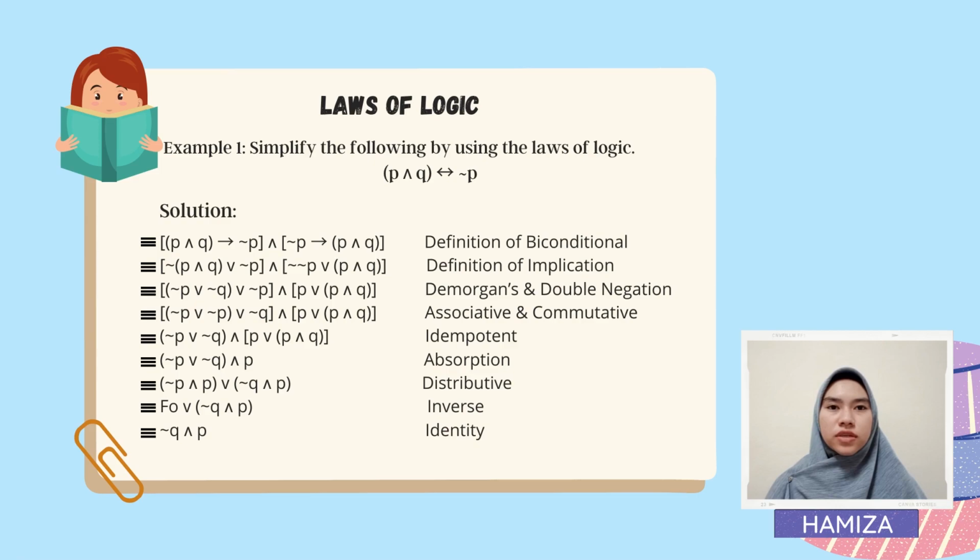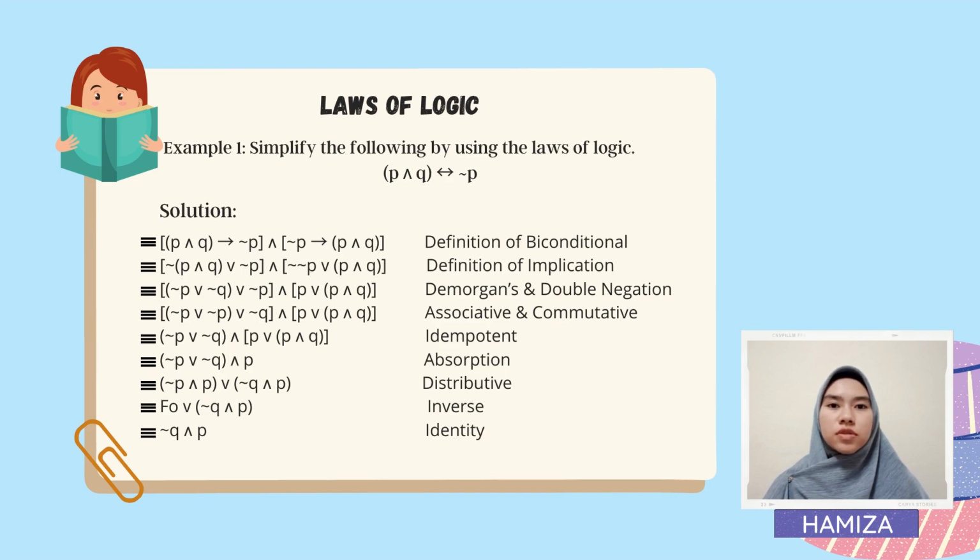To solve this question, first we use definition of biconditional to change the biconditional operator and we have implies and operator. Next, we use definition of implication and we have negation or symbol. After that, we use De Morgan's because we need to multiply the negation symbol into the bracket and the operator and will change to operator or. After that, we use associative because we have the same symbol and it becomes in bracket negation P or negation P. Then we use idempotent because negation P or negation P we get negation P.